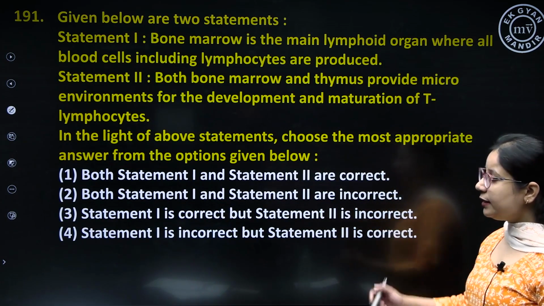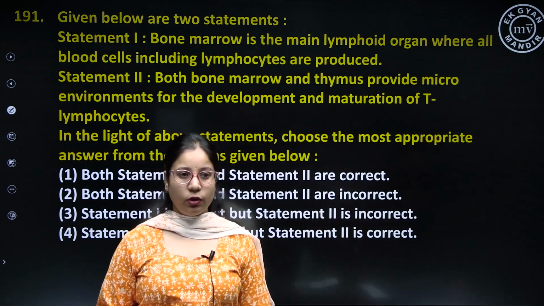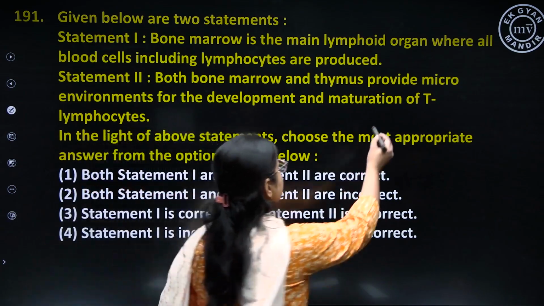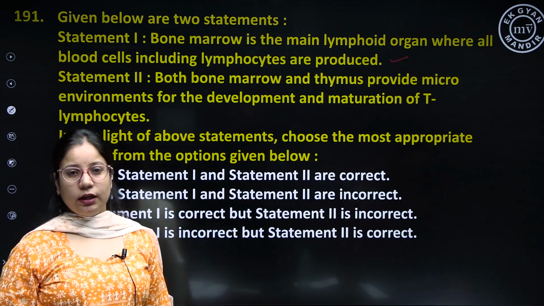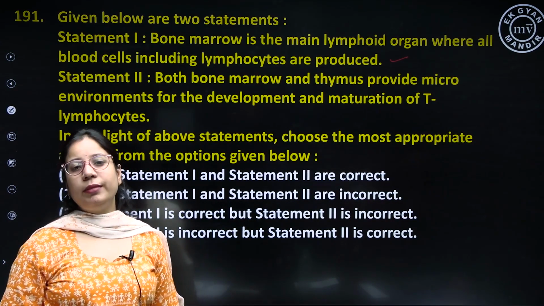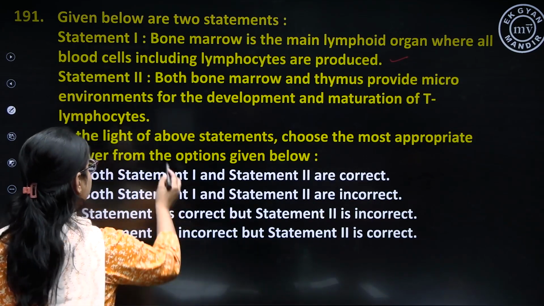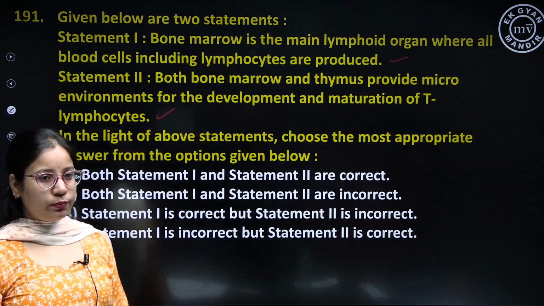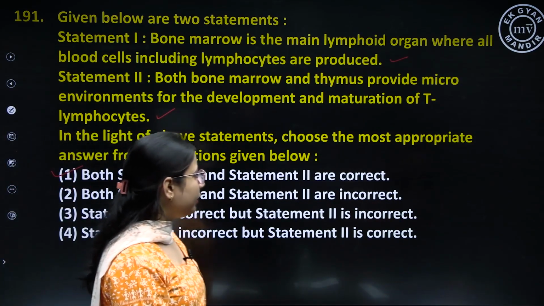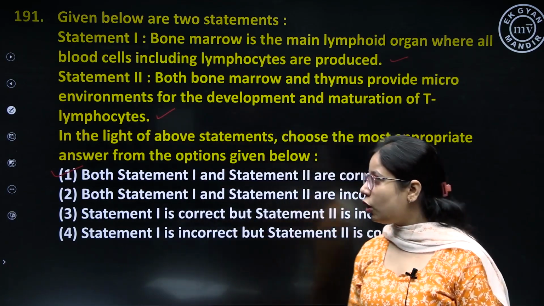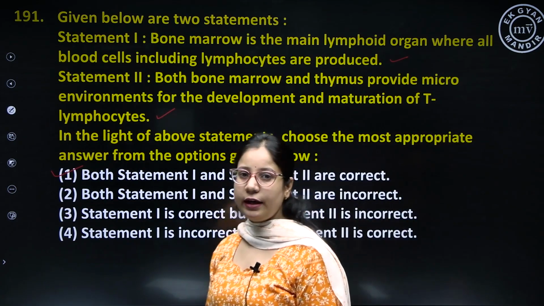So, obviously bone marrow is the main lymphoid organ of the body, and this is a correct statement. Also, bone marrow and thymus are the place where the maturation and development of T lymphocytes occur. So statement 2 is also a correct statement. So here the option is both statement 1 and 2 are correct. So option number 1 is the correct option for question number 191.